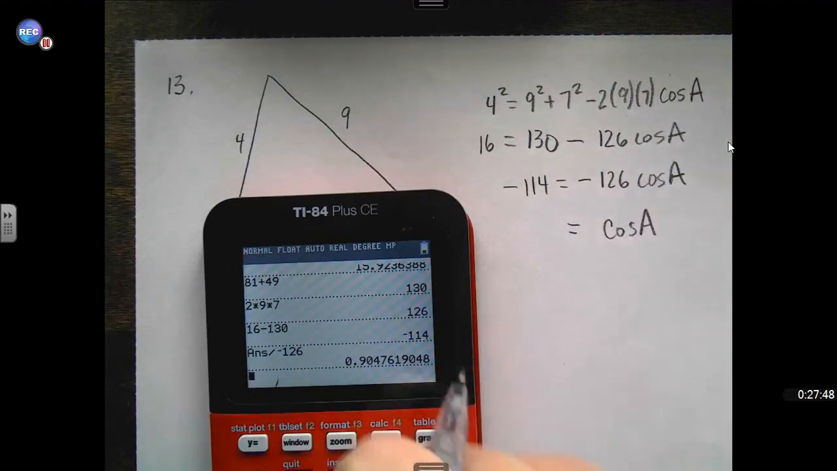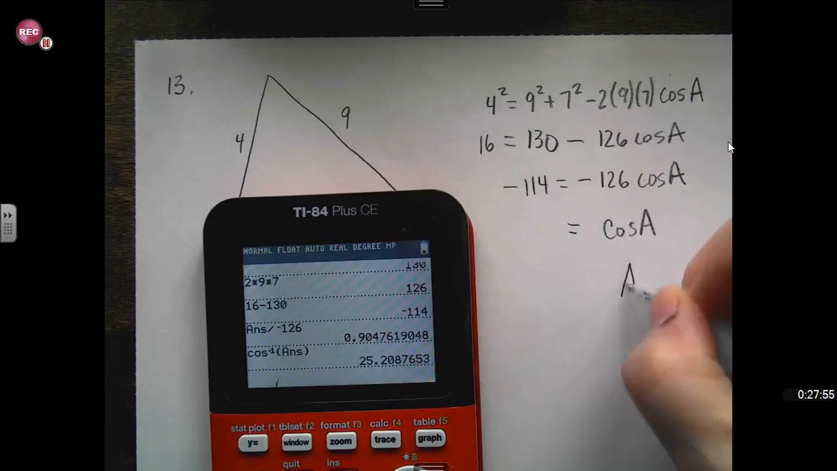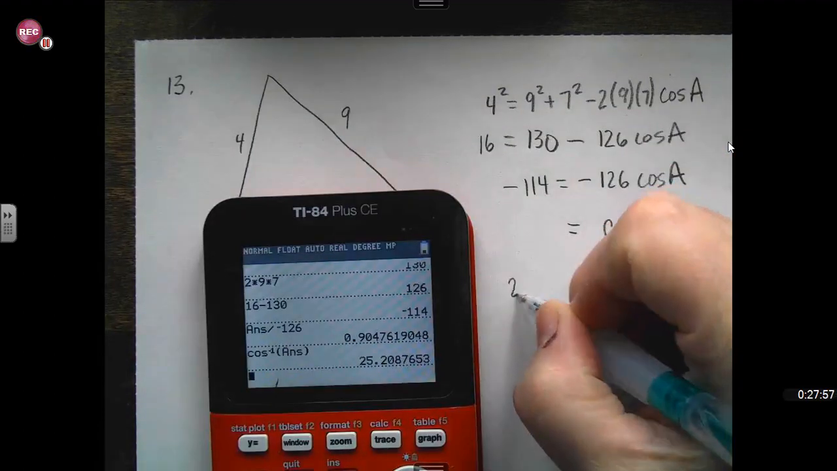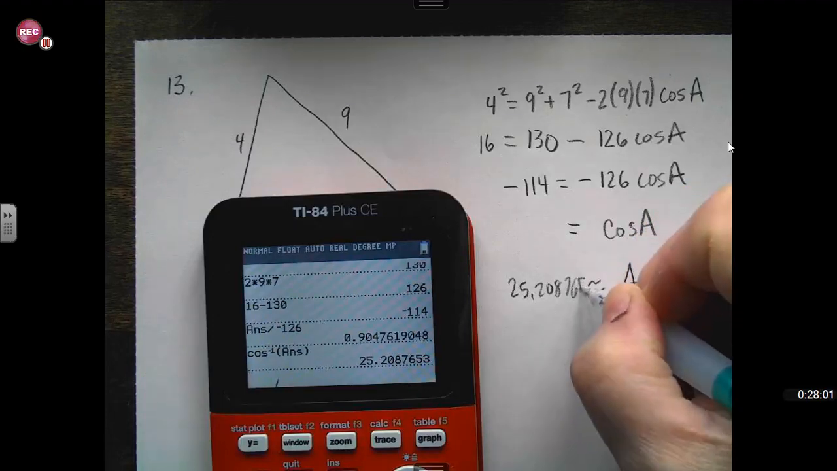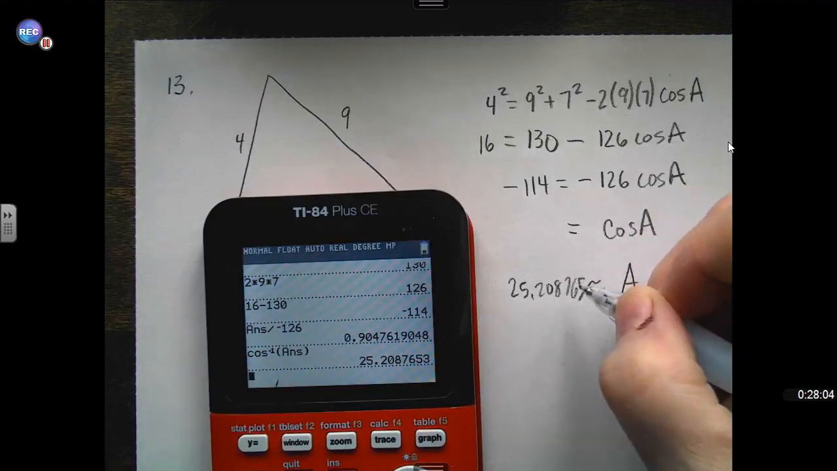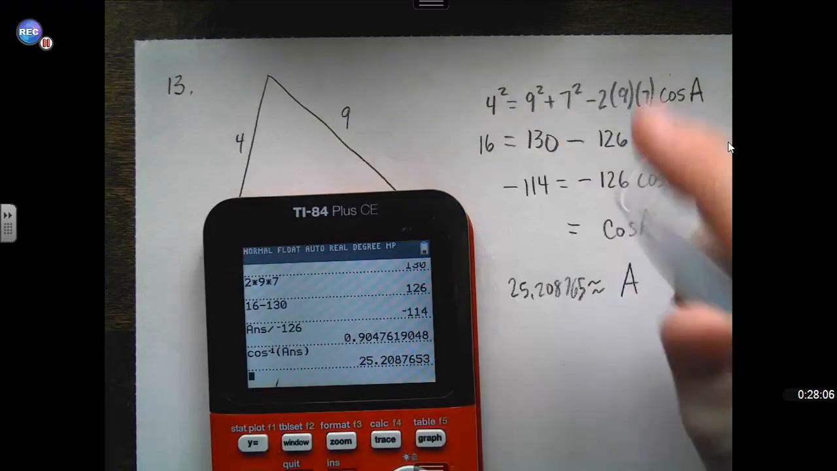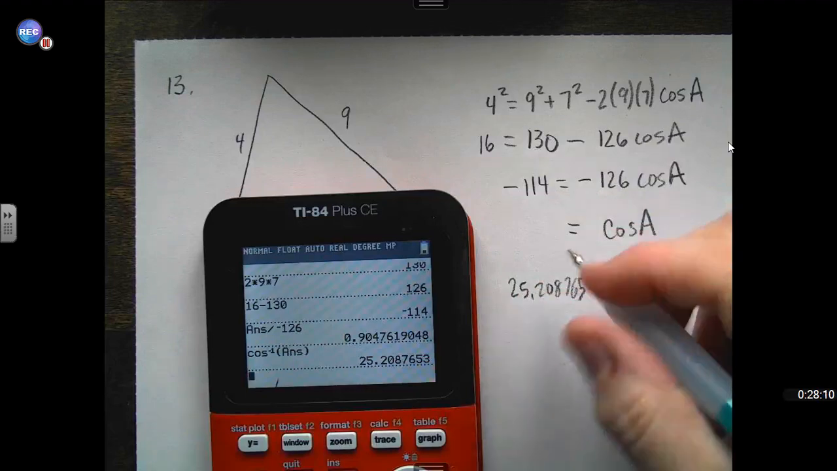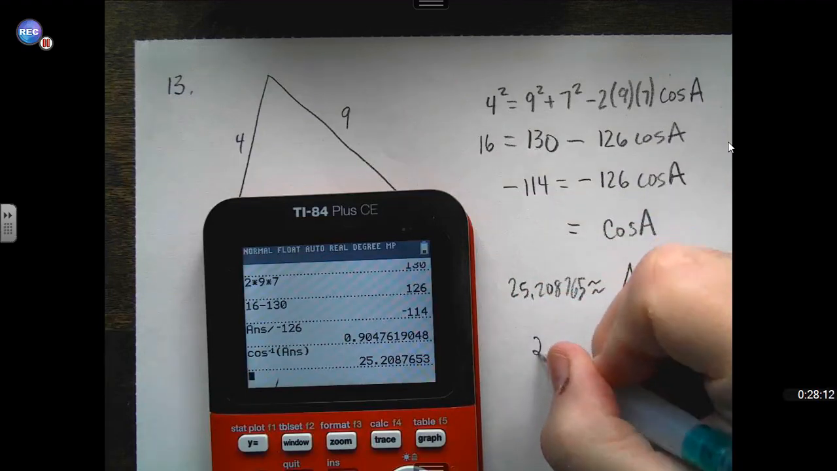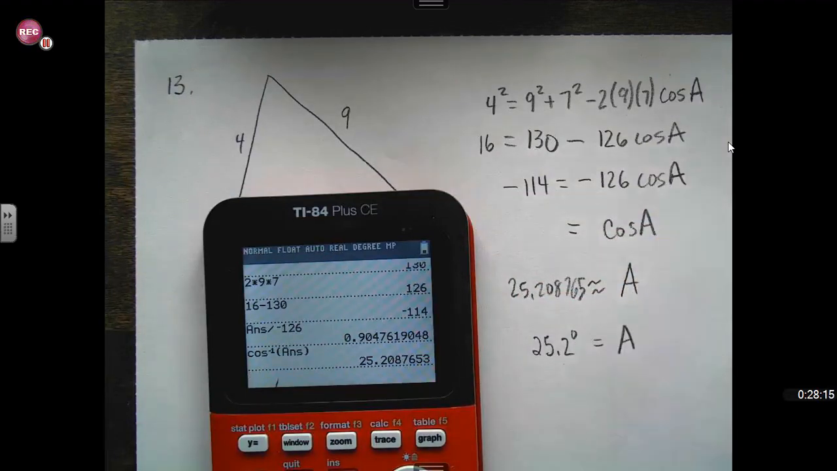Then I take the inverse cosine of that, and I get that A is approximately 25.2087653. It doesn't tell me what to round to, but everything else on the test was rounded to the tenths place, so we're going to call it 25.2 degrees. Okay, and that's it.